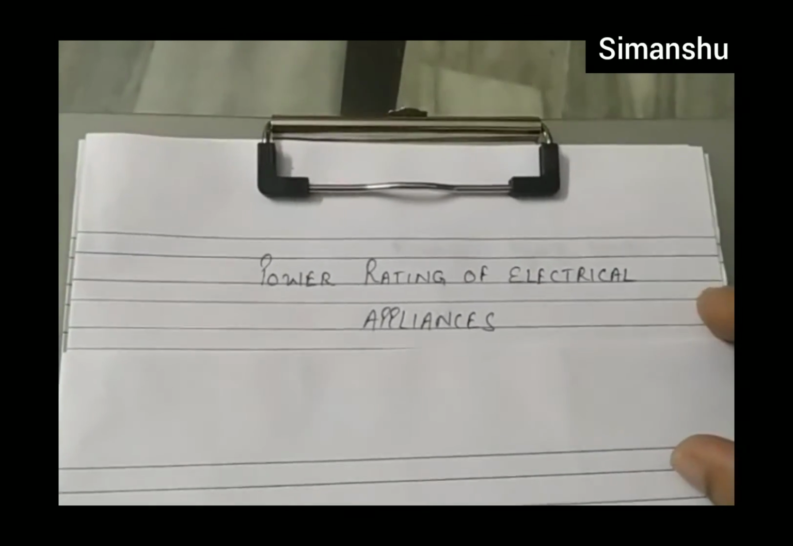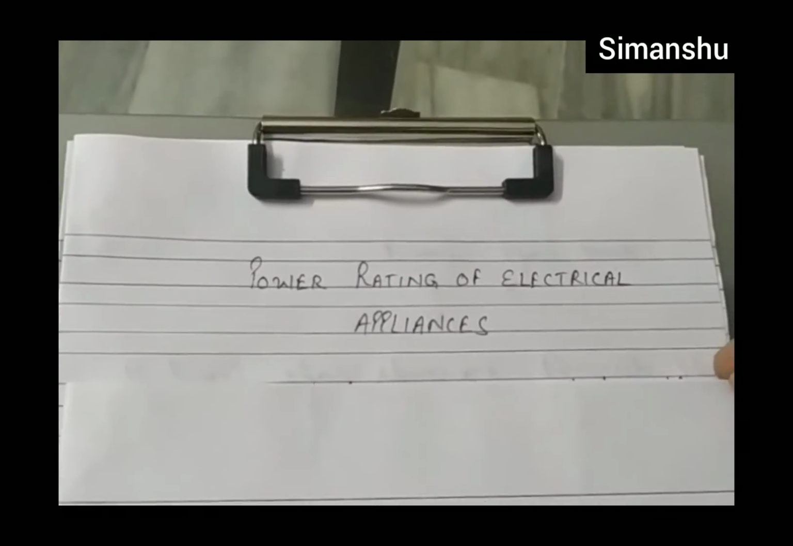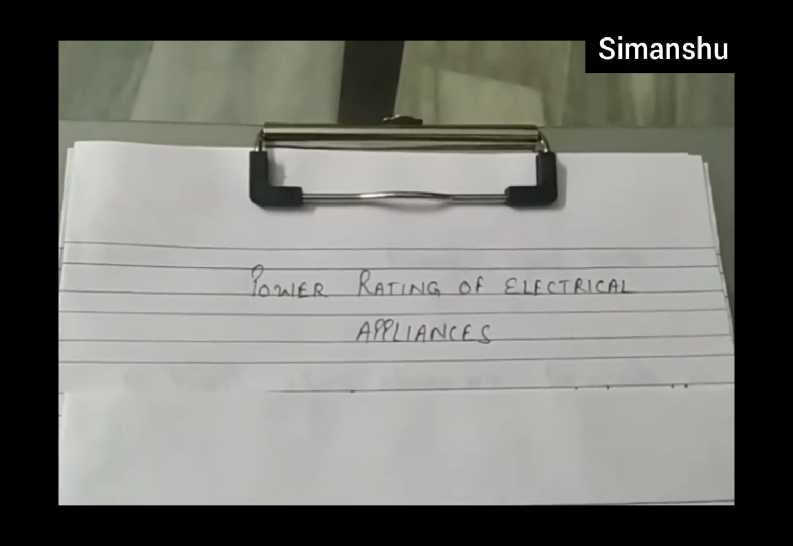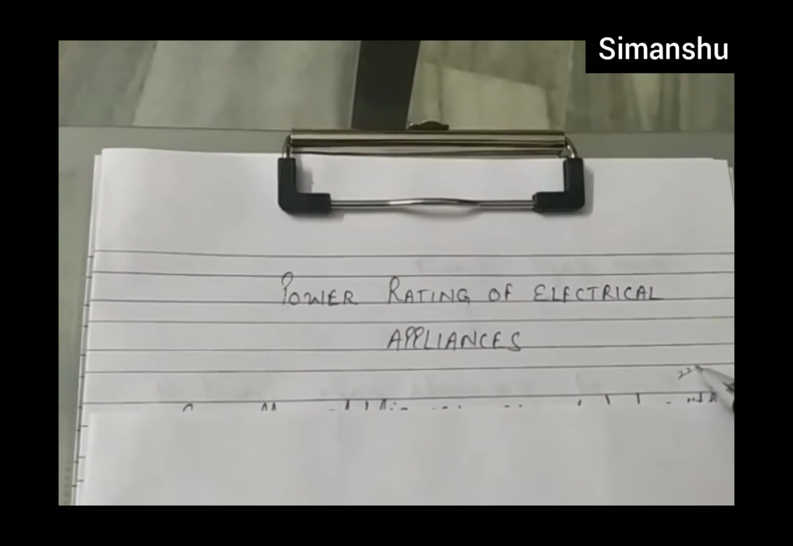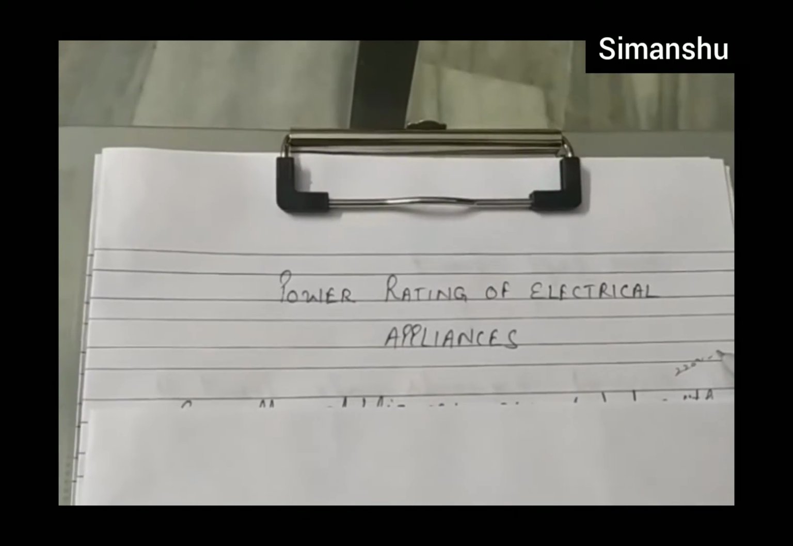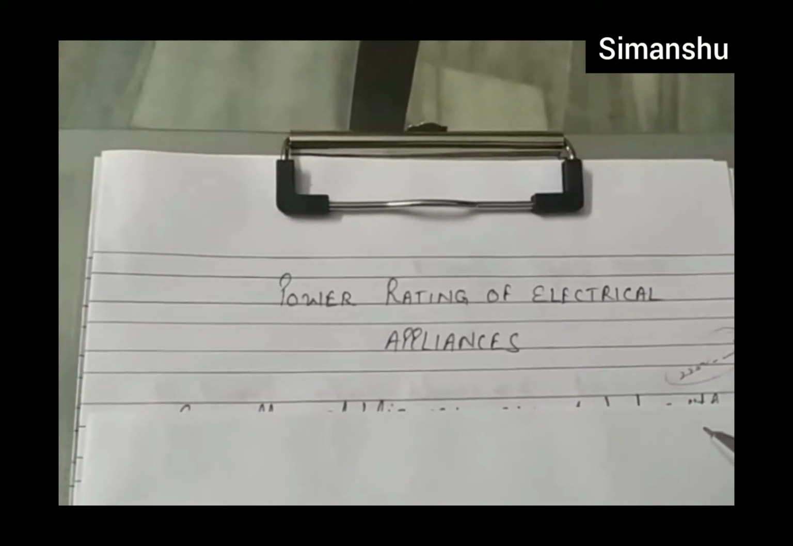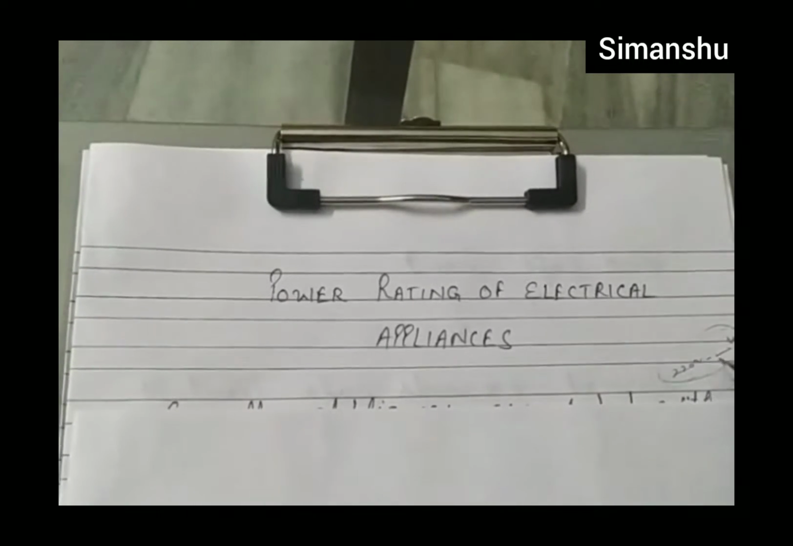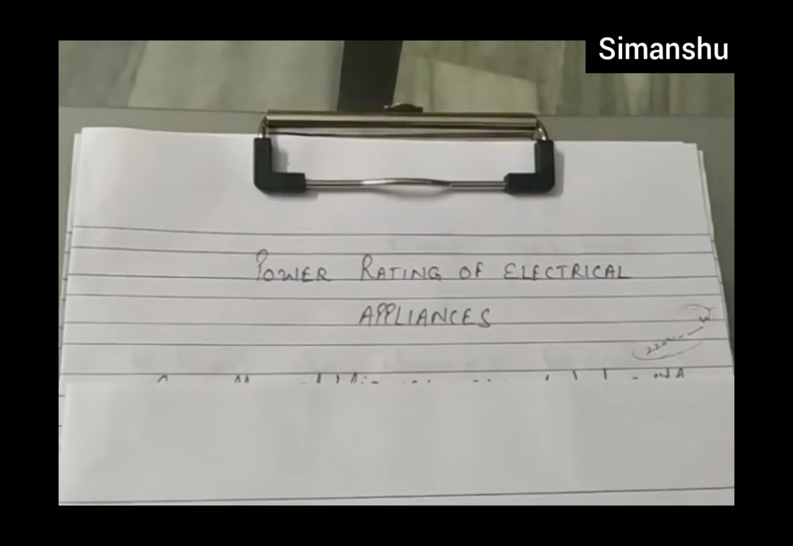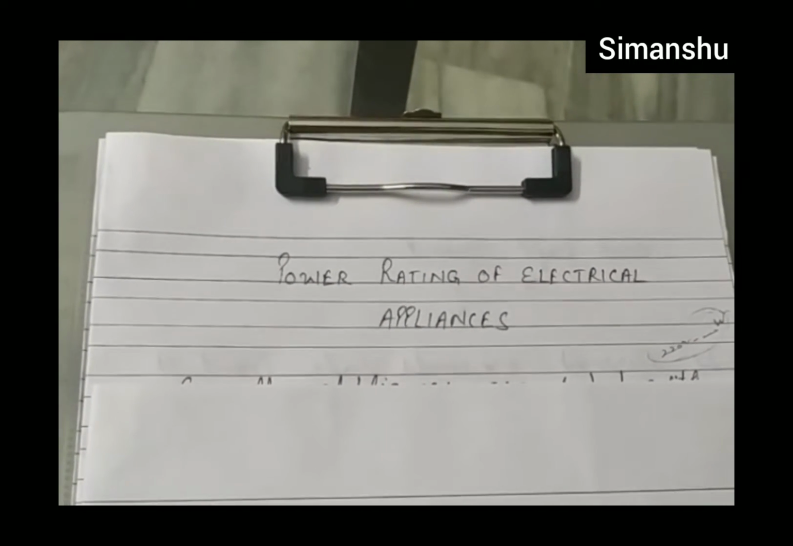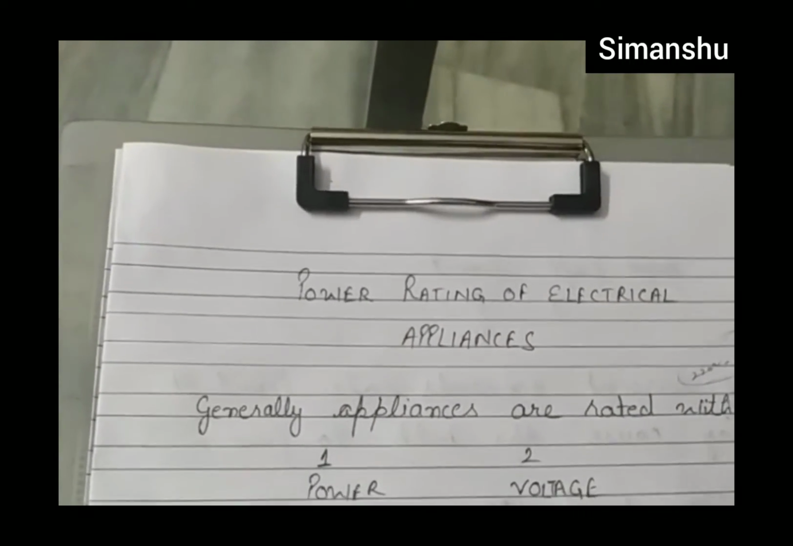If you have observed, generally on electrical appliances something is written, like 220 volt or something watt. That is known as power rating. This notation tells you how much voltage the appliance needs to work at, and at how much power. Okay, so let us start about it.